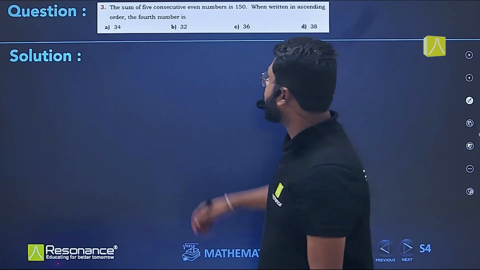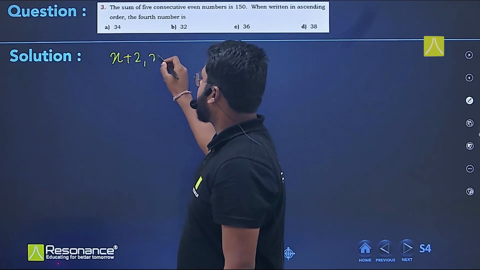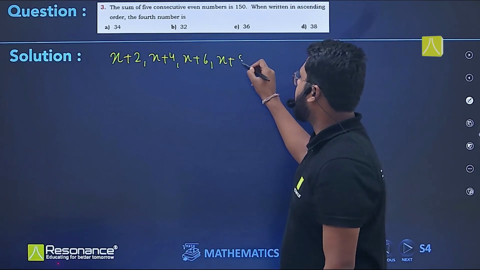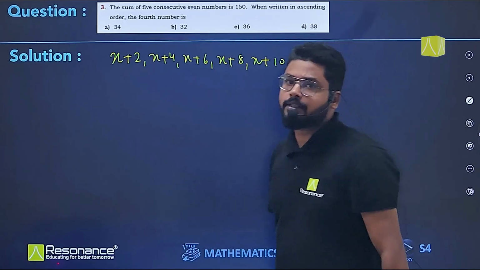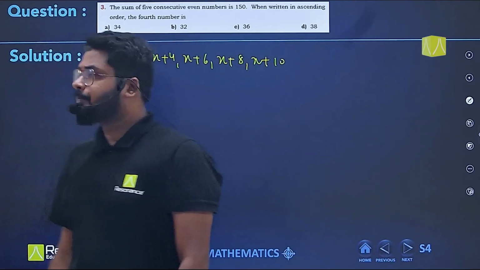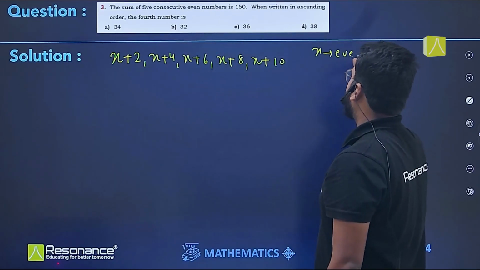So the first consecutive even number can be x plus 2, then x plus 4, the second number x plus 6, x plus 8 and x plus 10. We are adding 2, 4, 6, 8, 10, which shows that these are even numbers only. But we have to clearly mention that x is even, because x can be odd also.